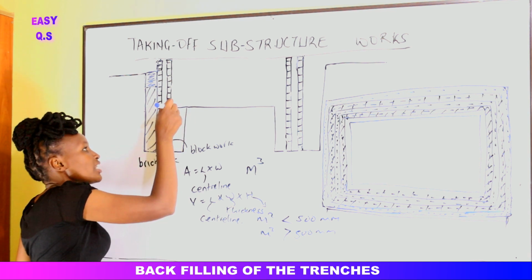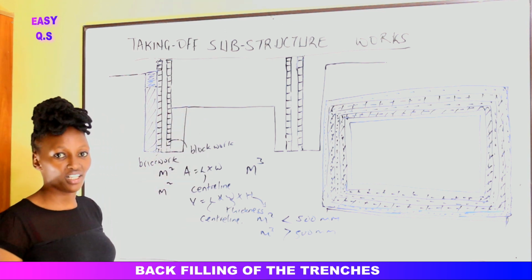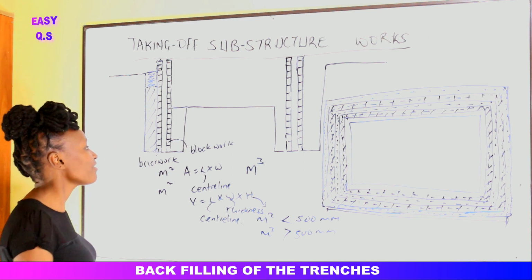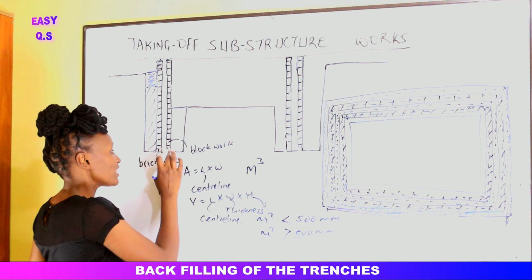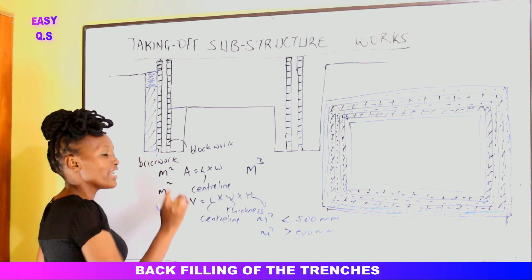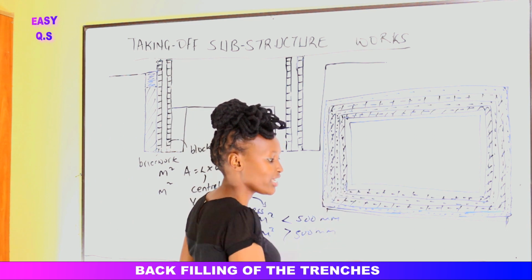Up to here, we usually place in hardcore until we get to the reduced level. How do we go about it? We shall find the center line for this spread on the inside. Find this center line. So how do we find that center line? We shall come to this spread on the inside.